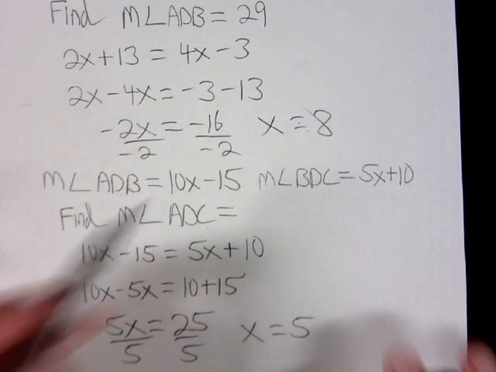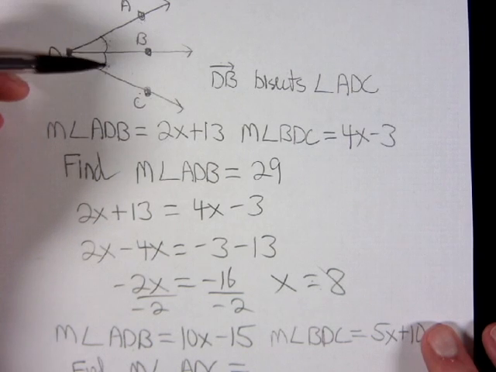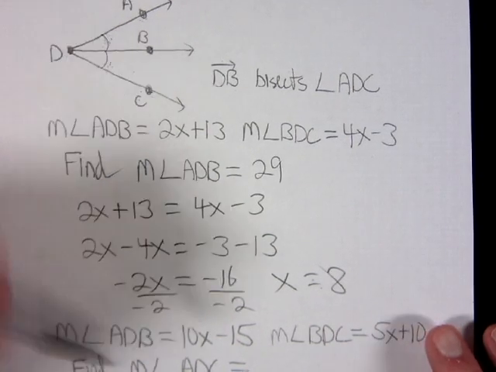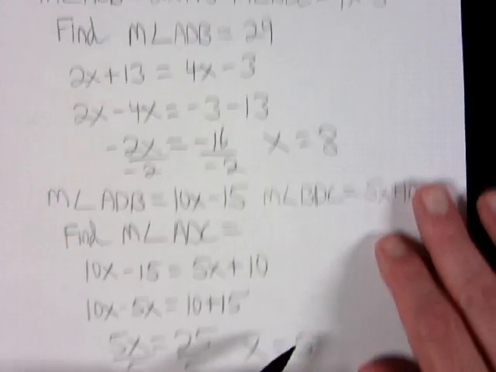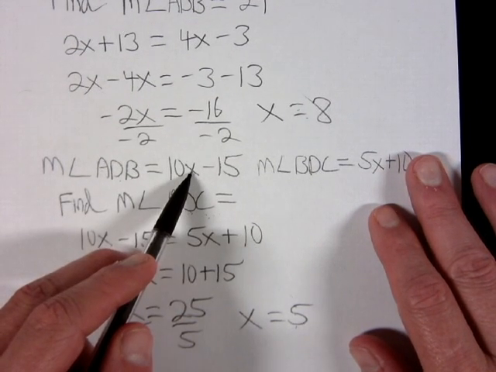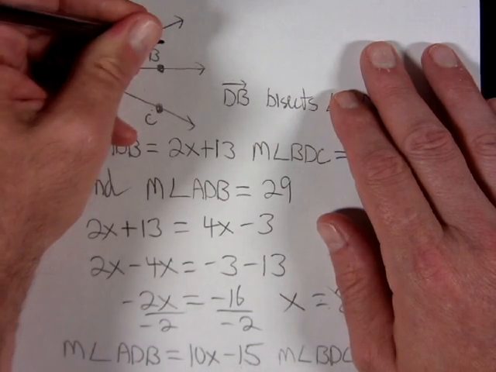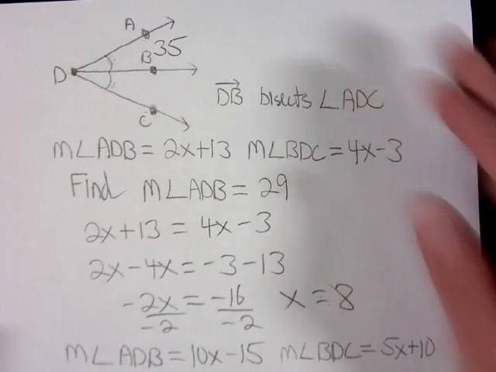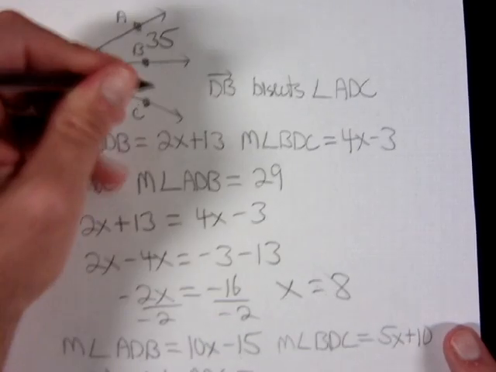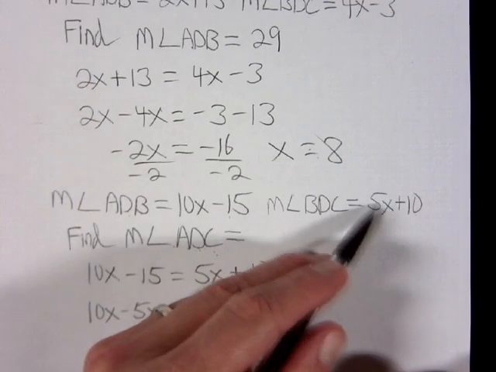So the question is, what do I plug into? Well, look at the angle. ADC is the whole thing. So if I can find the two halves and add them together, that's how I can get ADC. So I'll start by plugging into ADB, the top half. 5 times 10 is 50. 50 minus 15 is 35. So I know that top half is 35 degrees. The bottom half then should also be 35 degrees, because remember, bisect, cut in half. If you wanted to verify that, 5 times 5 is 25, plus 10 is 35.